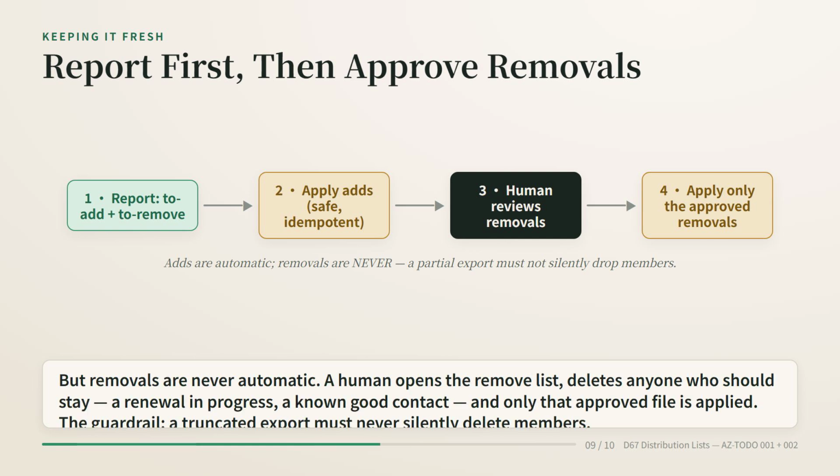A human opens the remove list, deletes anyone who should stay, a renewal in progress, a known good contact, and only that approved file is applied. The guardrail, a truncated export must never silently delete members.